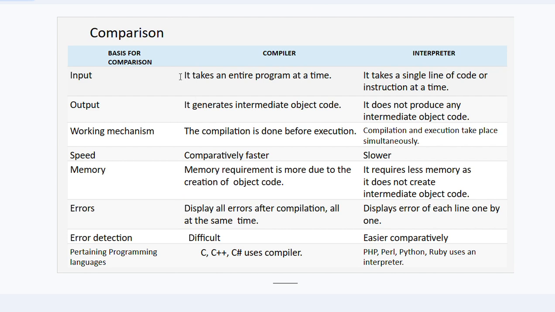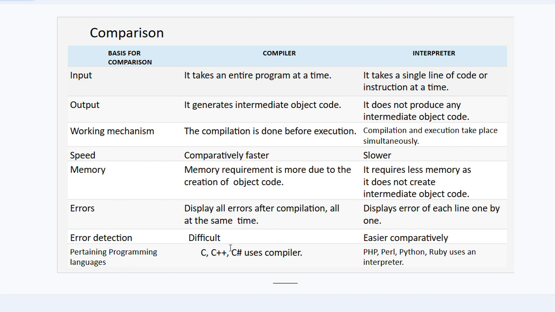As I have told you, the compiler displays all errors after compilation all at the same time because it takes the entire program at a time, while the interpreter displays the error of each line one by one, meaning it will execute the first line first, then the next line, like that. So in compiler, error detection is difficult because it compiles and executes the whole program at the same time. So all errors will be displayed at the same time, and it is difficult to find an error. While in interpreter, it executes line by line, so finding errors is comparatively easier.